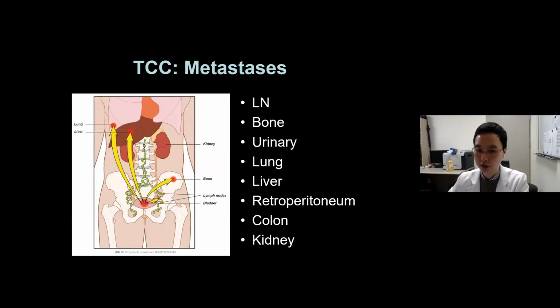This figure illustrates the usual spreading patterns of bladder cancer, which most commonly involves lymph nodes, followed by bone, liver, or lung.